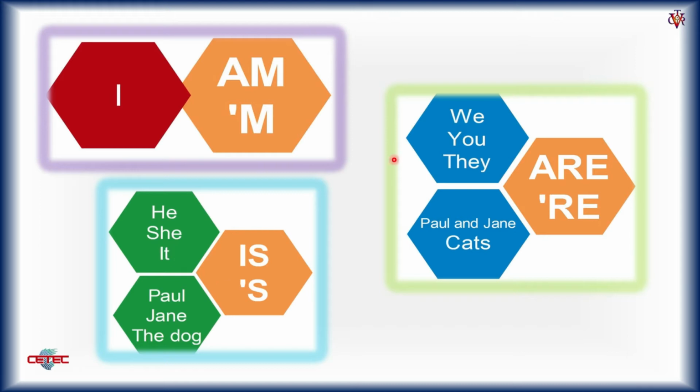We are. Paul and Jane are two people. They use the word are. You are. They are. Let's see another examples.